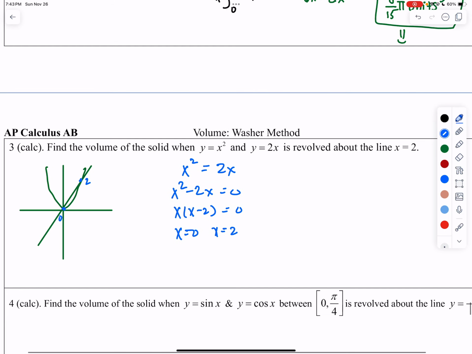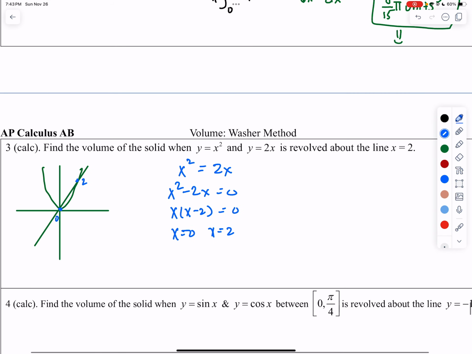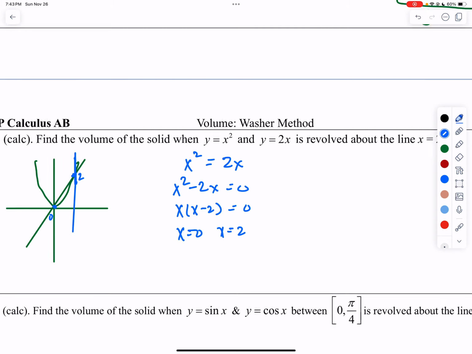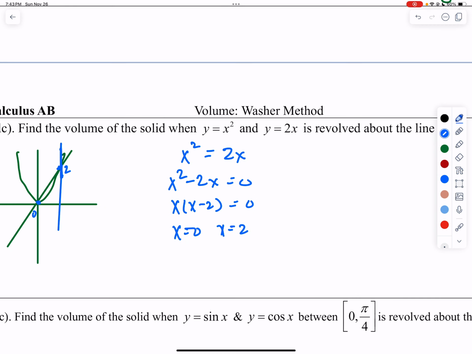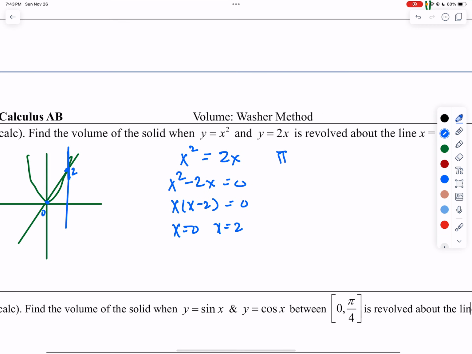Now, this is being revolved around the line x is equal to 2. So, it's this line right here. Now, because this is a vertical line, I can't really do top minus bottom here. Instead, I'm going to have to use right minus left. So instead of me using my bounds of integration of 0 and 2, I'm going to use 0 and 4. The reason why I'm using 0 and 4 is because if I substitute in 0 and 2 into, let's say, this one right here, or this one right here, you're going to get 0 and 4 respectively.